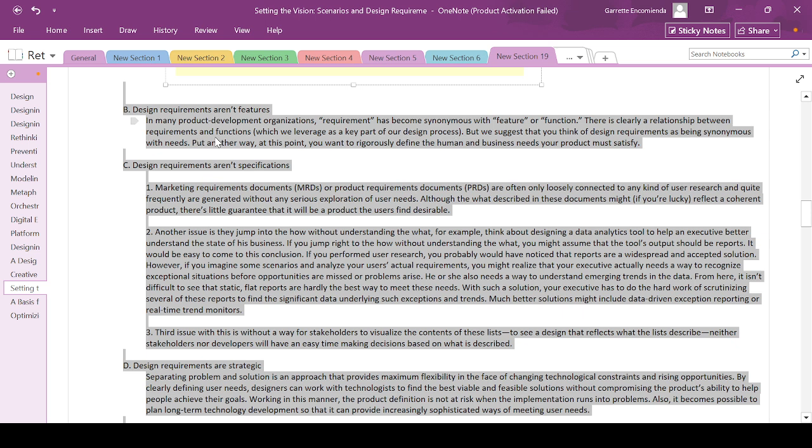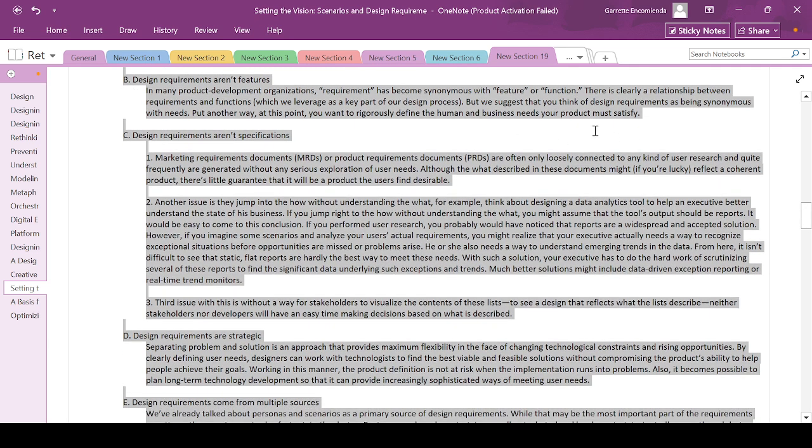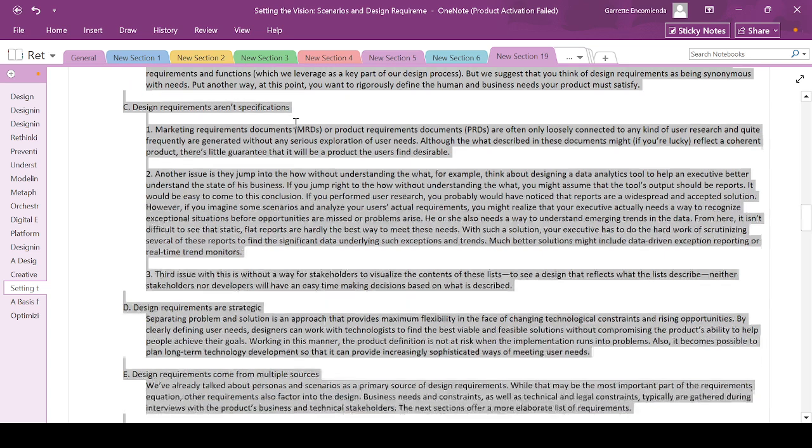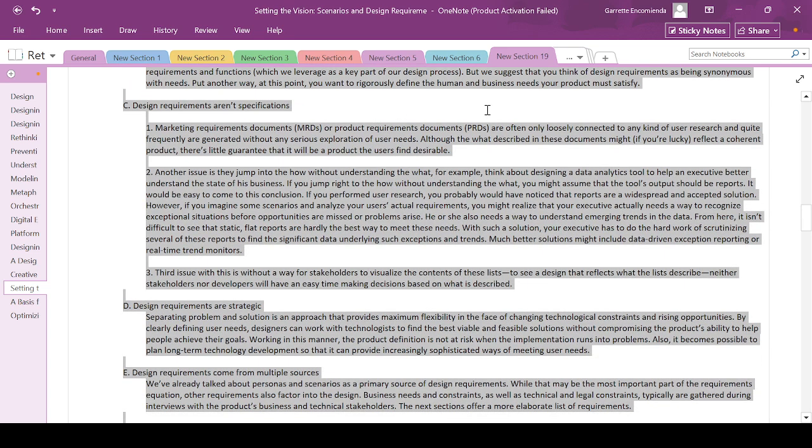So this is still important after we define the goals or these requirements. The feature or function is important after we have defined the requirements. But we suggest that you think of design requirements as being synonymous with needs, the overall, the big picture. Put another way, at this point, you want to rigorously define the human and business needs your product must satisfy.